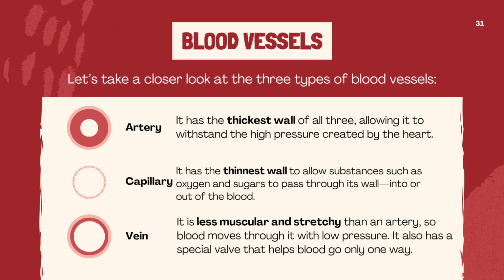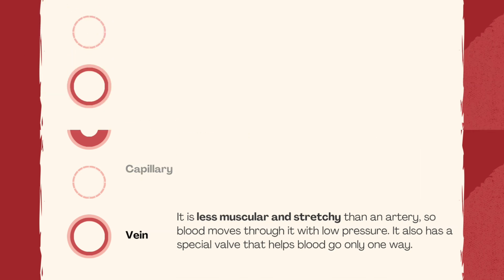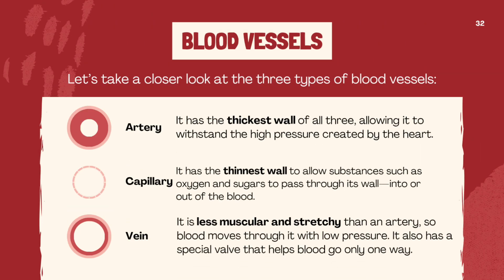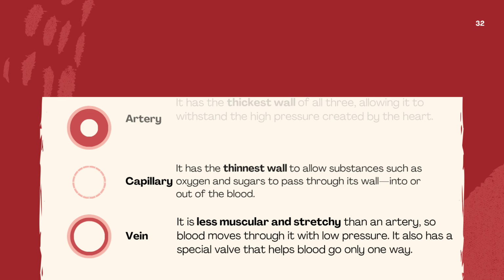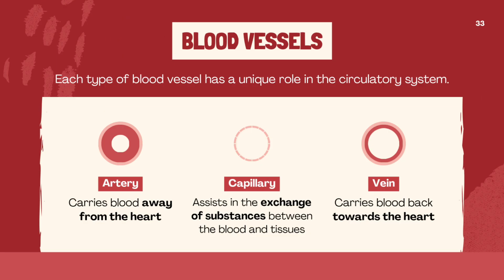Artery. It has the thickest wall of all three, allowing it to withstand the high pressure created by the heart. Capillary. It has the thinnest wall to allow substances such as oxygen and sugars to pass through its wall into or out of the blood. Vein. It is less muscular and stretchy than an artery.